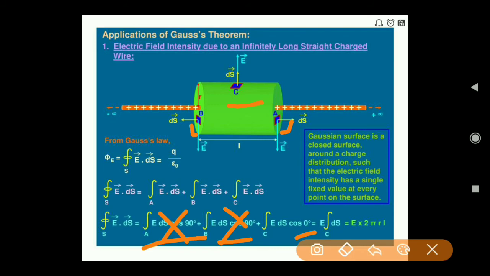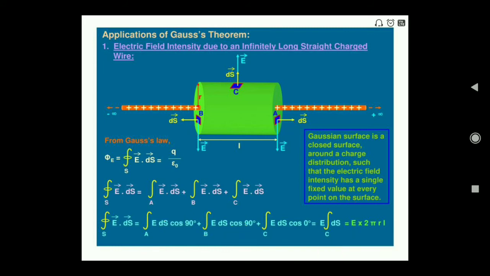So you will get only E ds cos 0, which is equal to 1. So here you have to integrate this function E ds for the closed surface C. But the electric field is a constant, so you can take this constant term outside of the integration. So here the only variable is ds, and what is ds? The differential surface area on the surface C. So if you integrate ds for the whole closed surface, that is the surface area of the cylinder.